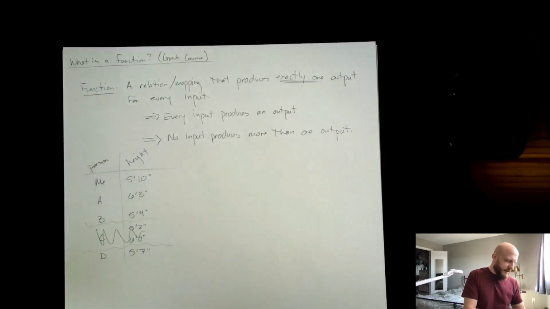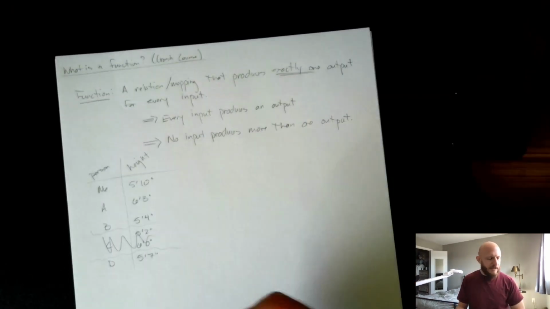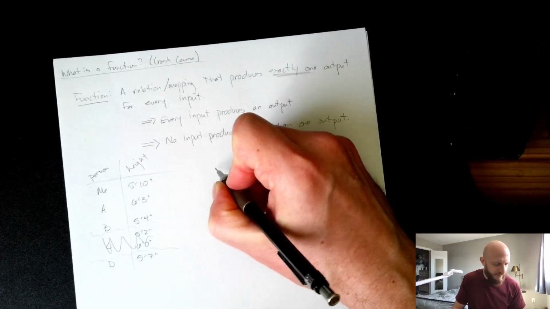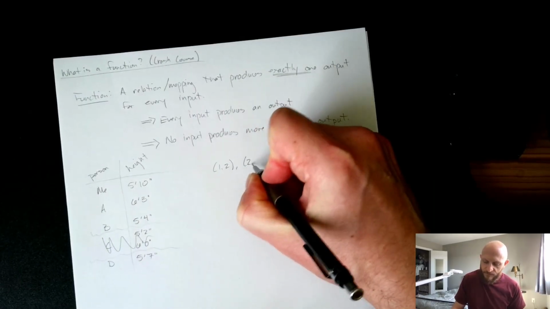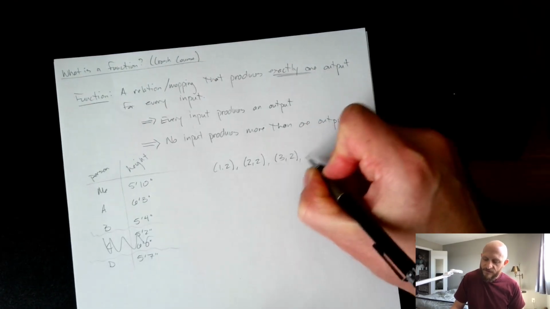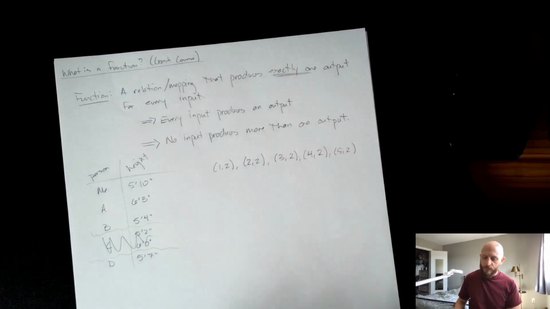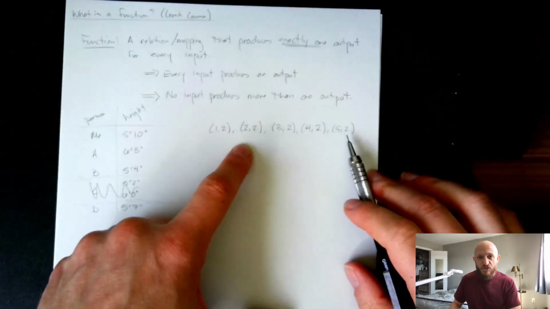So let's see here. Some other ways that this might be represented. The table makes it somewhat easy to determine if it's a function. Sometimes you might be given a correspondence as a set of coordinates. So something like this. We'll say, here's our function. These are our coordinate pairs: 1, 2, 2, 2, 3, 2, 4, 2, 5, 2. Let's check.